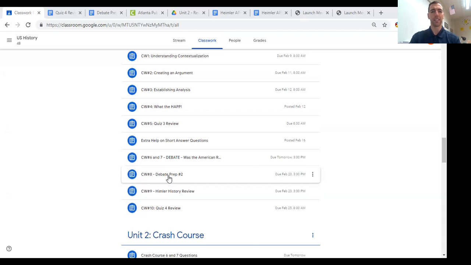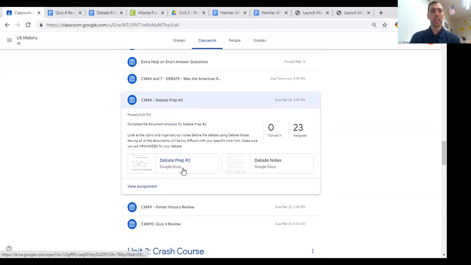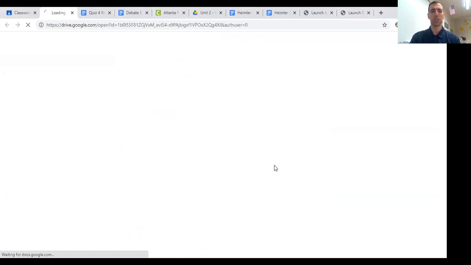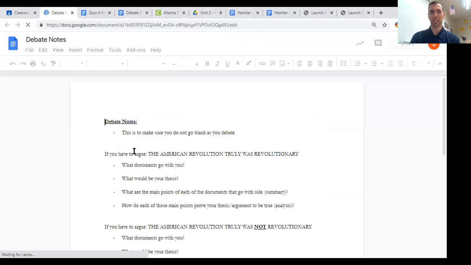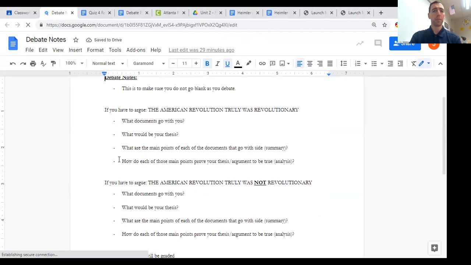Classwork number 8 is debate prep number 2. It's just like debate prep number 1, they're different documents. I also want you to notice these debate notes right here. This is where you should be synthesizing or collecting all of the information that you would want to use on the debate. Remember, for the debate, you're going to have to argue both sides. You're going to have to potentially argue either that the American Revolution truly was revolutionary or was not. You're not going to get to choose. I'm going to choose for you on the day of the debate.